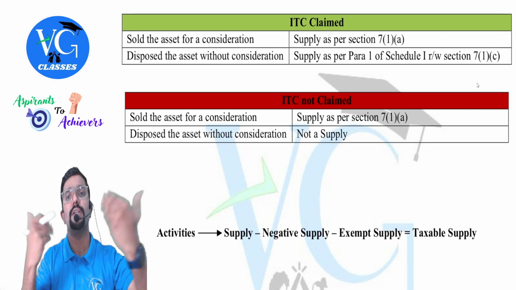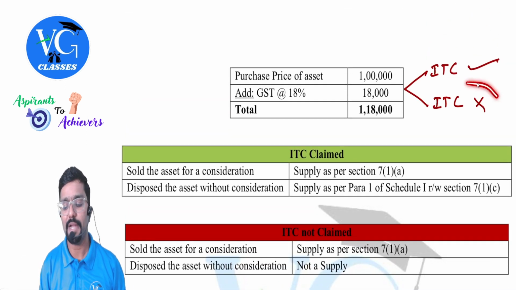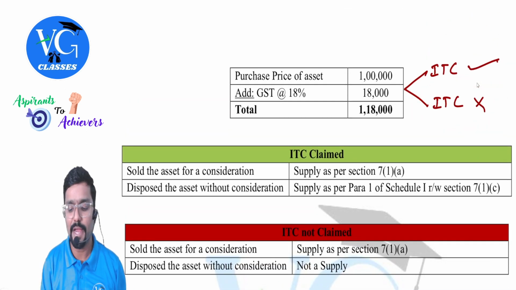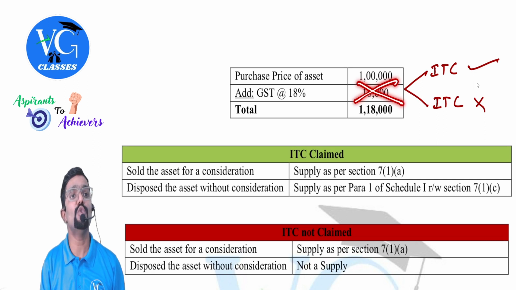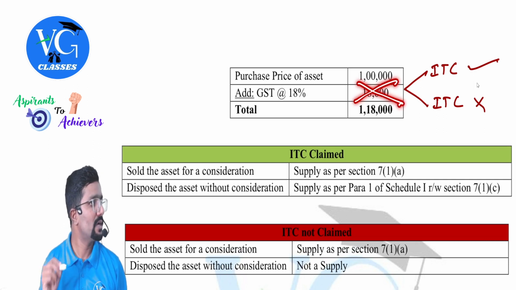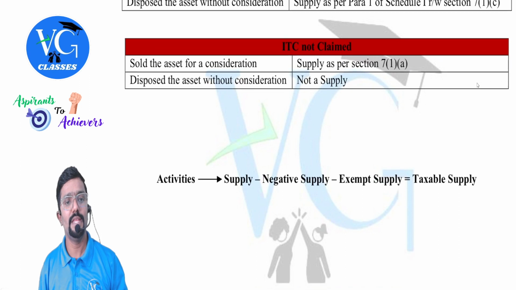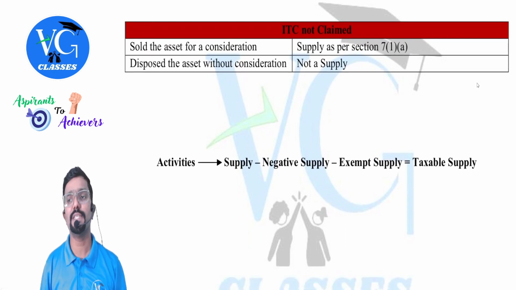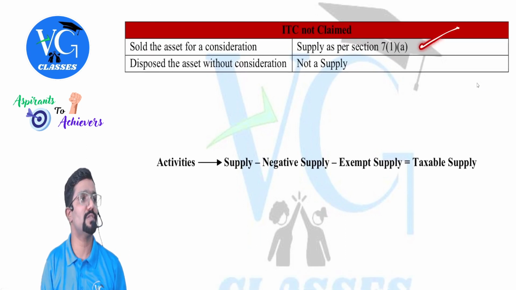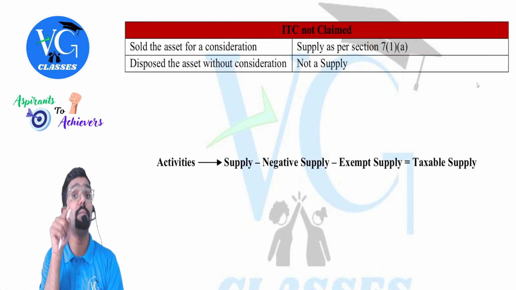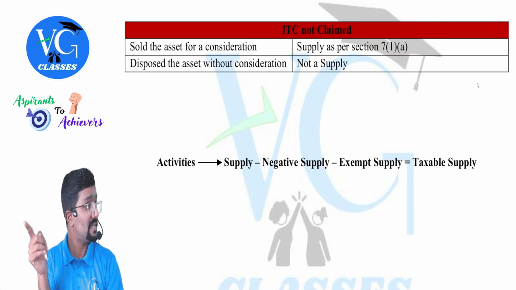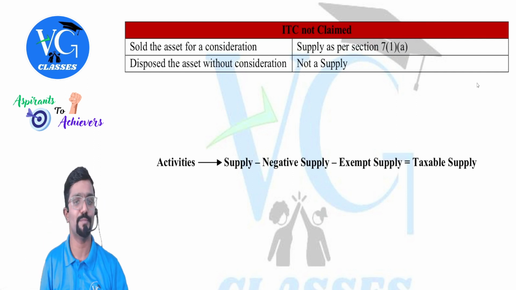Now let us take the reverse scenario. I had not claimed ITC. For some reason, ITC was blocked for me. I couldn't claim it. In that case, I sold the asset for a consideration. Still, is it a supply? Yes. Because for 7(1)(a), did they put any condition? Only if you have claimed credit, only then we will consider it as supply? No, such condition was not there.